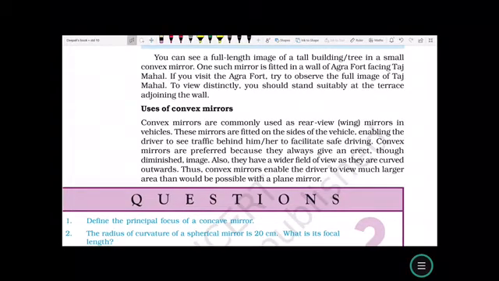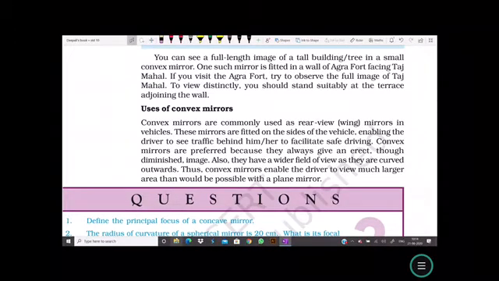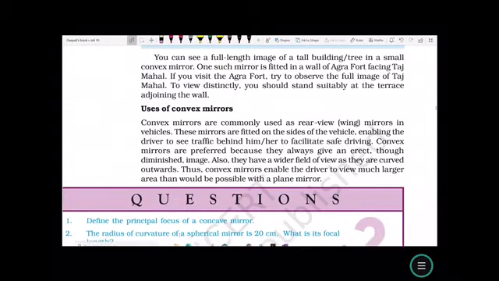Convex mirrors are preferred because they always give an erect, though diminished image. Also, they have a wider field of view as they are curved outwards. Thus, convex mirrors enable a driver to view a much larger area than would be possible with a plane mirror. So, do you understand the uses of convex mirror now? They are used in our daily life at various places.